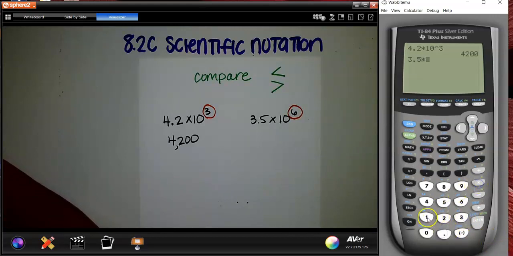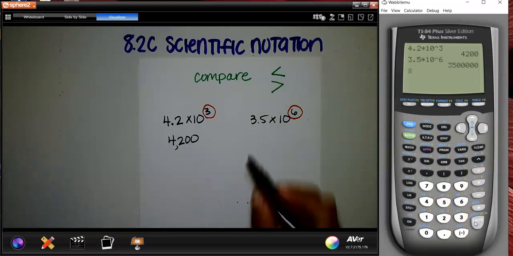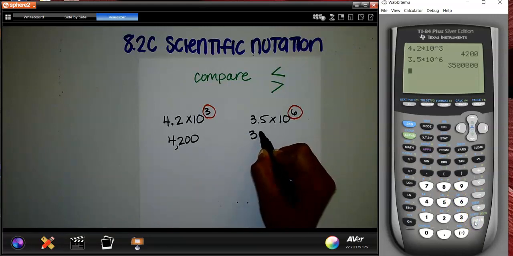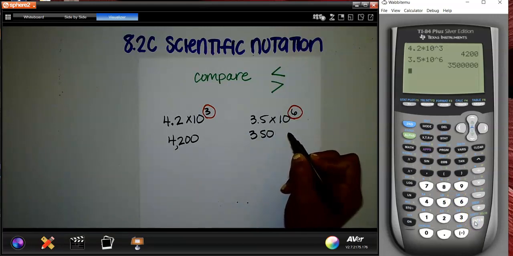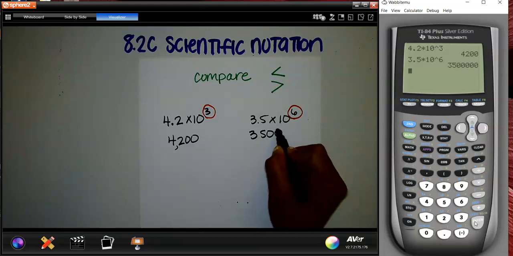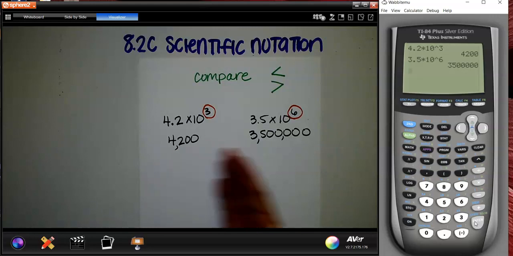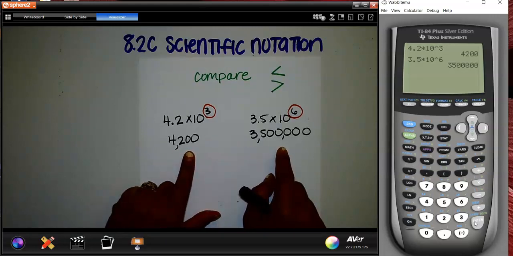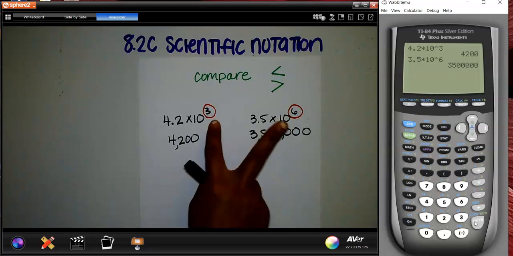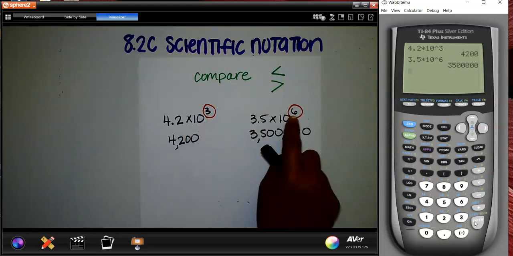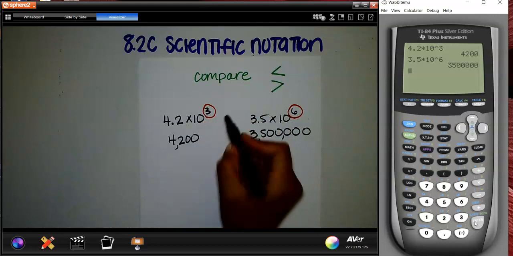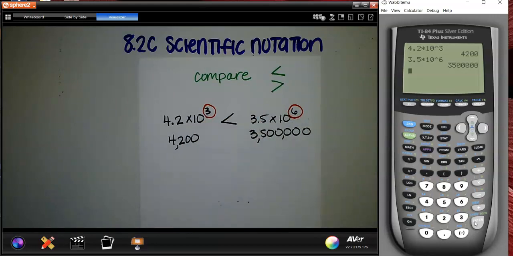3 and 5/10 times 10 to the power of 6. And here I get, let me double check my zeros. So here I get 3,500,000. And so again, if you don't want to put these in the calculator and double check, an easy way to compare would be using the exponents. Here, this is a 3, this is 6. 6 is greater, okay? So this one would be less than, okay?